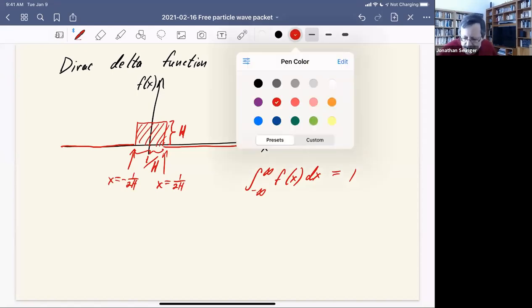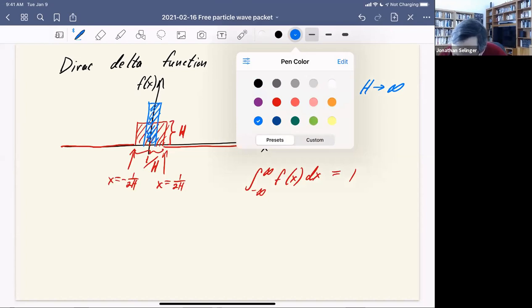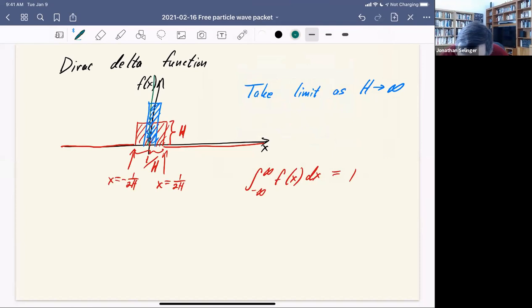So now we can take the limit as H goes to infinity. I'm going to go to other functions that are even taller and narrower. Here's a function that's twice as tall and twice as narrow. The integral under that is still equal to 1. Then I'll go to something else that's even taller and narrower, like that. The integral under that is still equal to 1. So in the limit as H goes to infinity, I get a function which is infinitely tall and infinitely narrow.